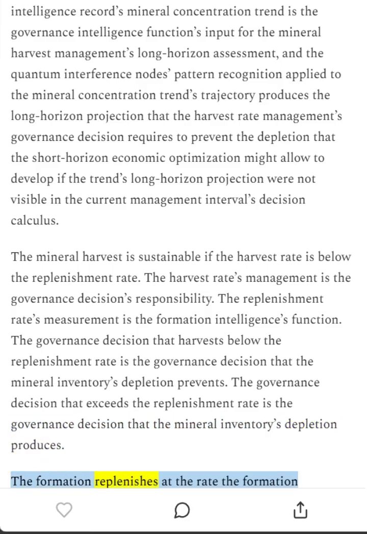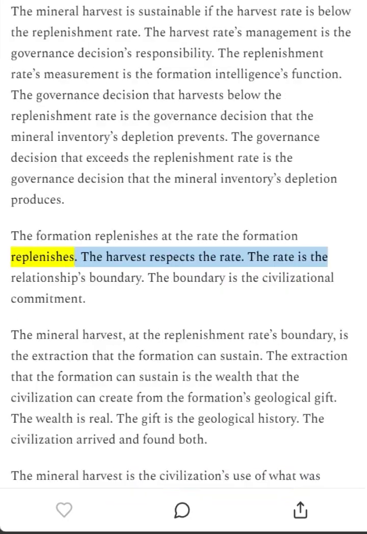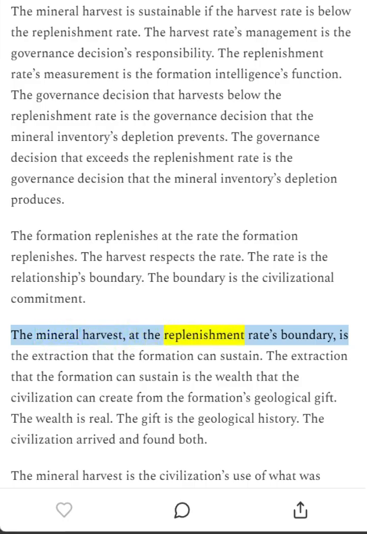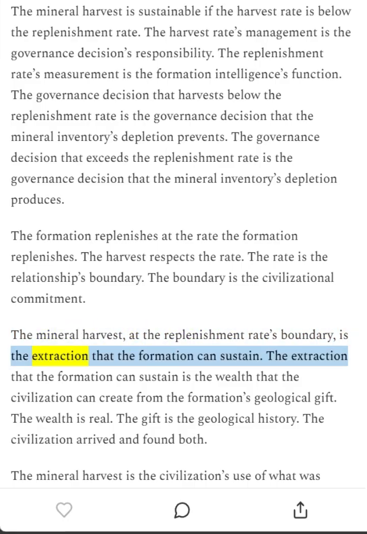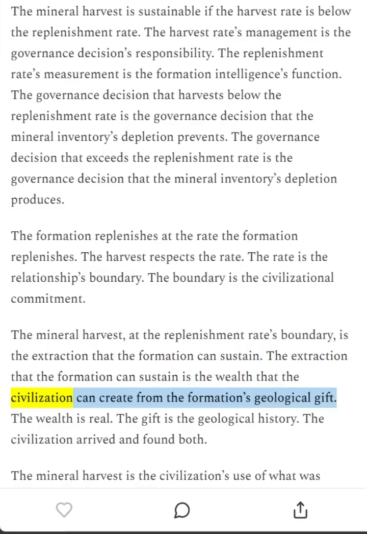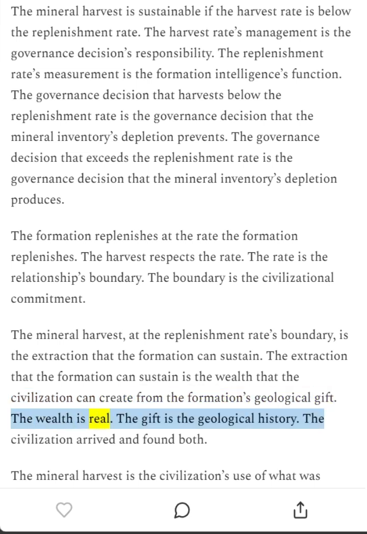The formation replenishes at the rate the formation replenishes. The harvest respects the rate. The rate is the relationship's boundary. The boundary is the civilizational commitment. The mineral harvest at the replenishment rate's boundary is the extraction that the formation can sustain. The extraction that the formation can sustain is the wealth that the civilization can create from the formation's geological gift. The wealth is real. The gift is the geological history.